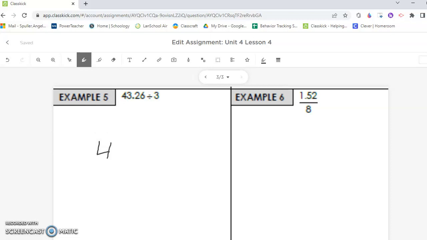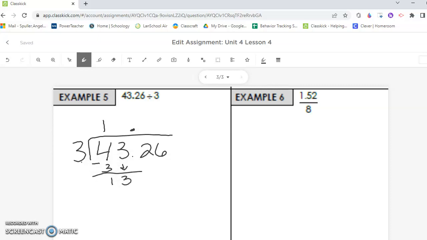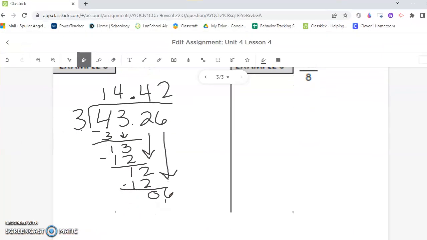All right, so I have 43.26 divided by 3. Moving my decimal up. 3 goes into 4 one time. Gets me 1. Bring down my 3. 3 goes into 13 4 times. That gets me 12. Leaves 1. Bring down the 2. 4 goes into 12, 3 times 4 is 12. I get 0. Bring down my 6. 3 goes into 6 2 times, because 2 times 3 is 6. Subtract it and get 0.